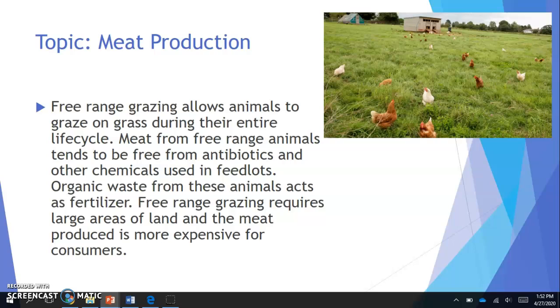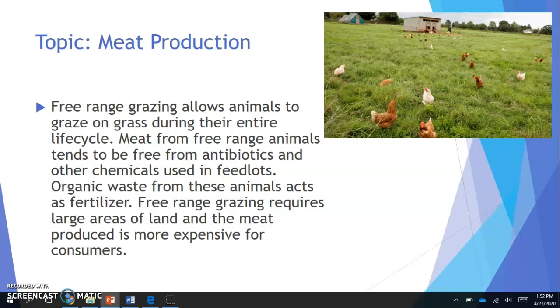Organic waste from these animals acts as a fertilizer. So we know that manure is a really good fertilizer for soil. So basically they're just allowed to do their thing. They live on open pastures. They eat grass, which is a normal part of their diet. They organically poop, and then the poop fertilizes the grass. The grass grows up. It's the circle of life, right?